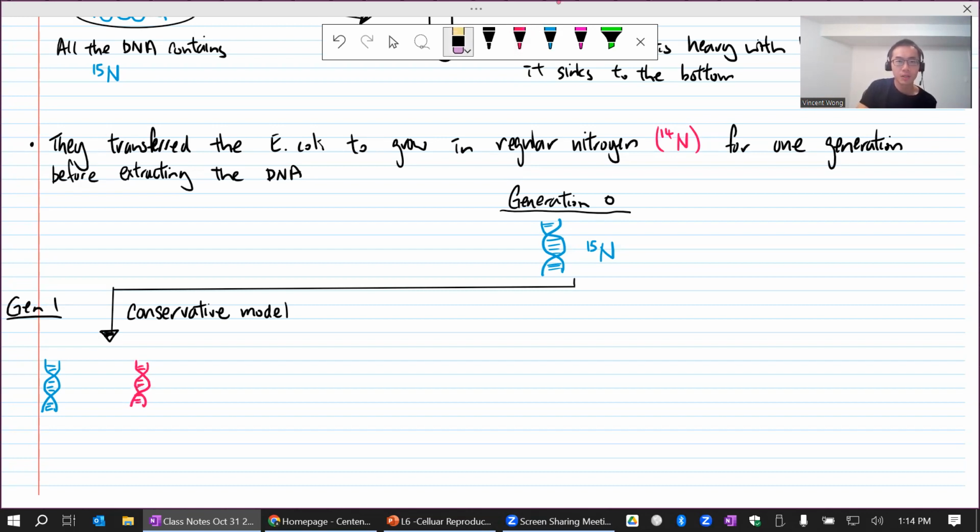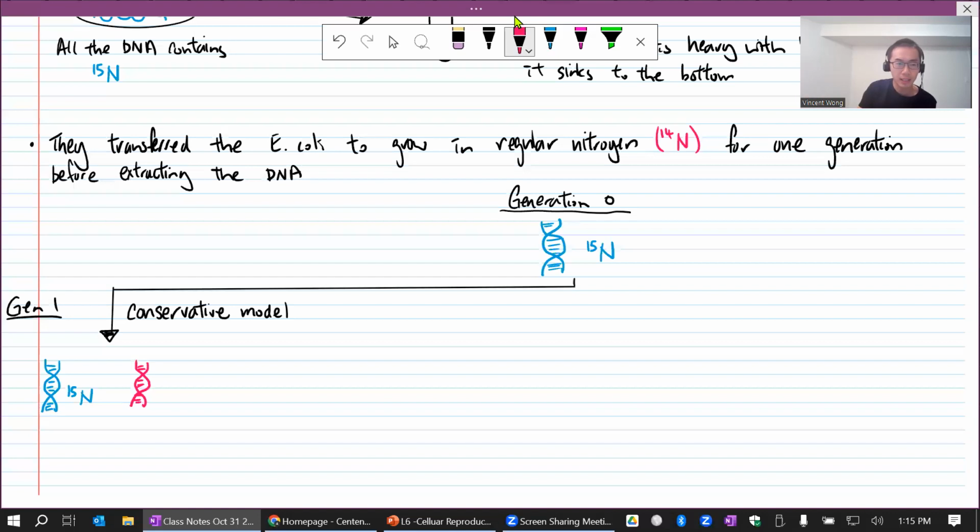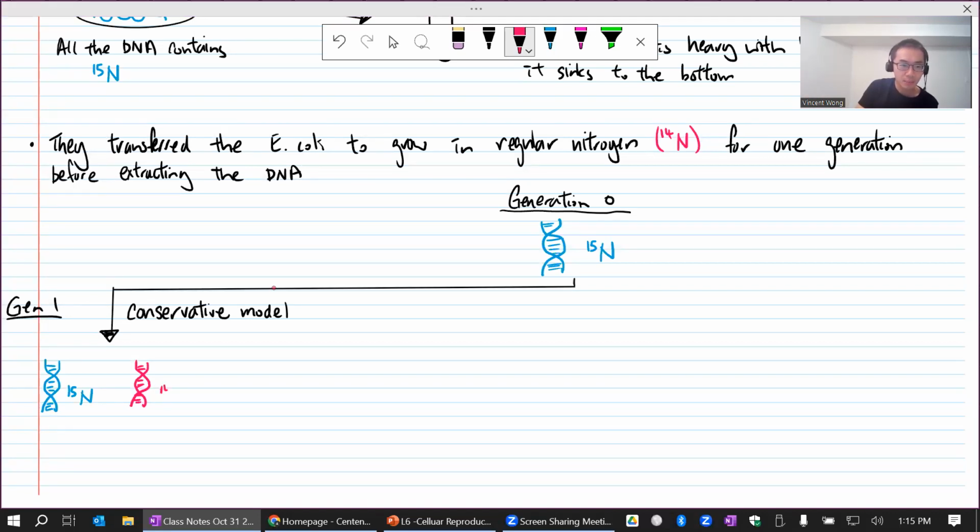So for semi-conservative model, you would have 1 strand that's the original. It's still N15, but the new one that the E. coli makes is gonna be N14. So if you extract, and all the bacteria in the culture in the dish is gonna be doing this, right? So when you extracted the DNA after one generation, and you spin down the DNA on this column, where do you expect to see the DNA?